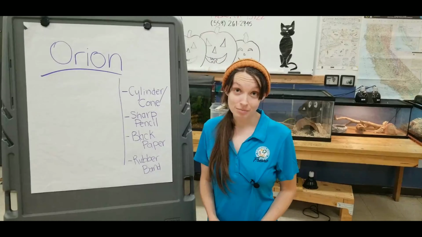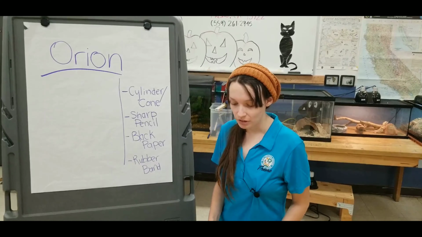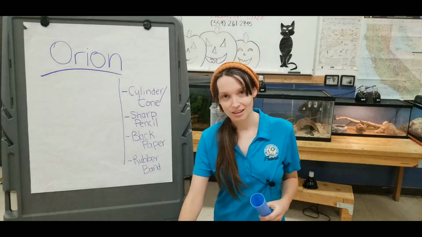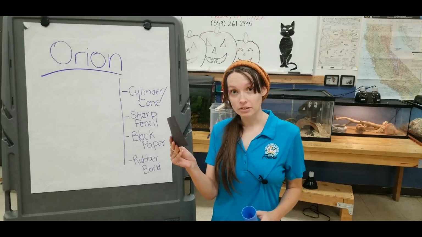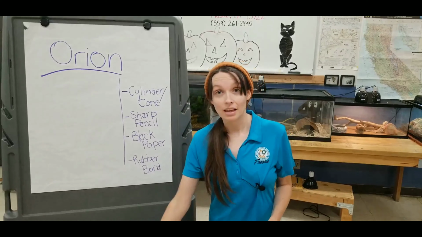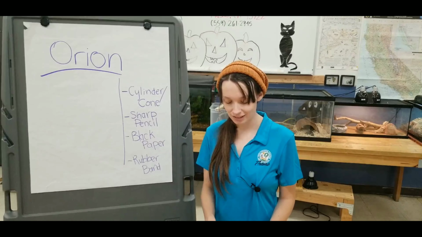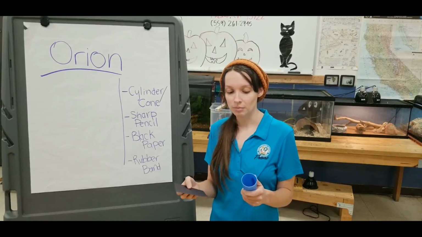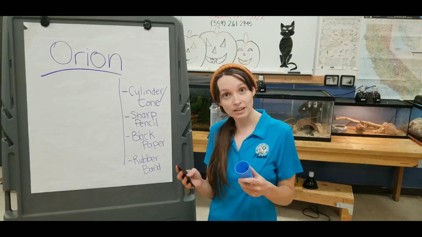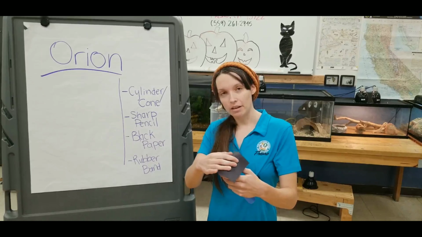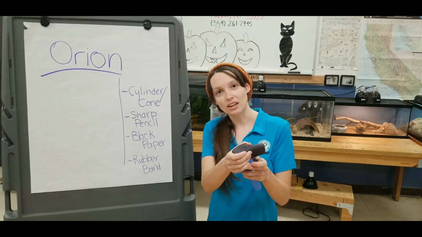Alright, so there aren't many materials that you need to make this one. You can use a cylinder, or in this case we have a cone. You need some black construction paper that's pre-cut, a rubber band, and a sharpened pencil. So first what you're going to do is you're going to take your black construction paper, you're going to put it on one end of the cylinder or on the larger end of the cone. Then you're going to smash it down, just like this.